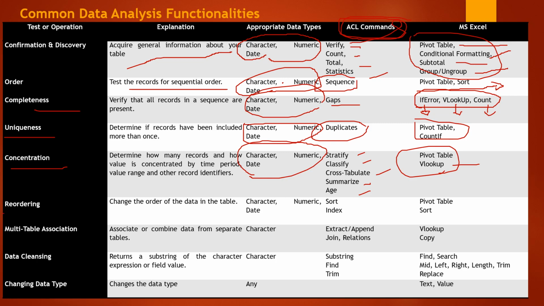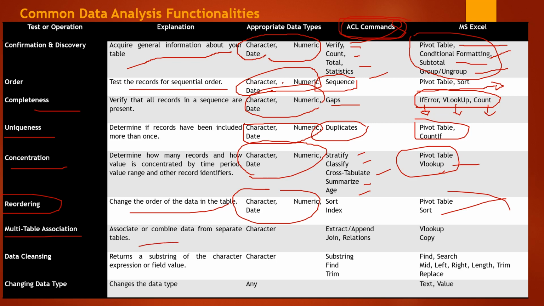When we are looking for reordering of data, you change the order of data in the table. So we look at character, date, and numeric. In ACL, sort and index; for us, pivot table and sorting. So if you are already familiar with pivot table, you can already conduct the auditing procedures. Multiple table association, when we want to associate or combine data from separate tables. So we look at character. In ACL commands, extract and append, join, relations. In MS Excel, VLOOKUP, copy.